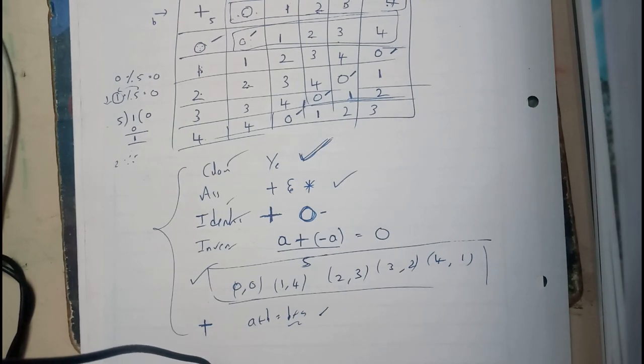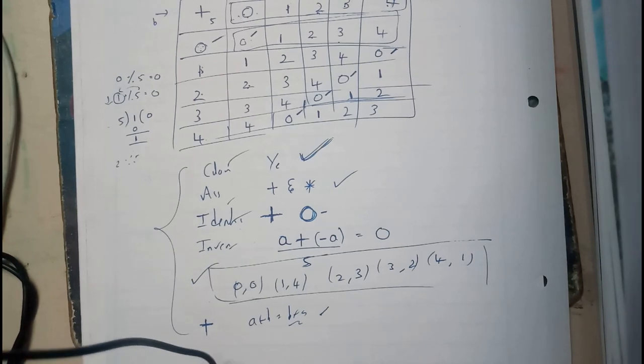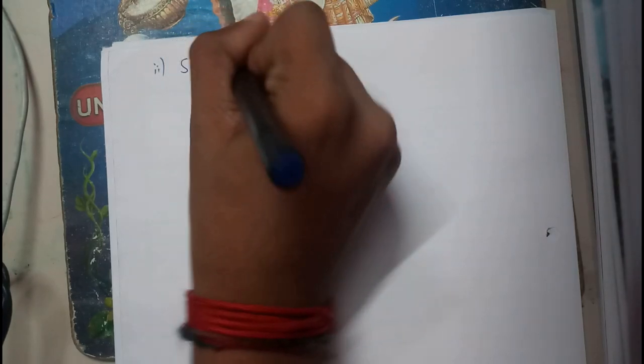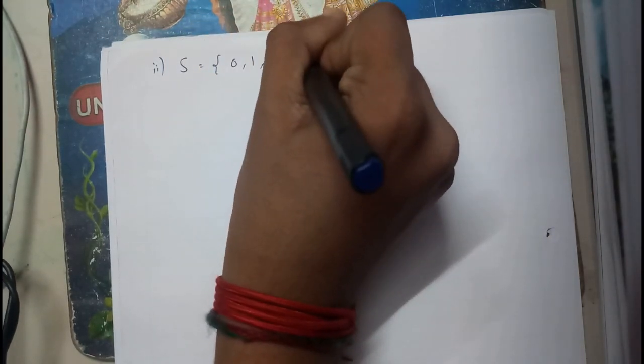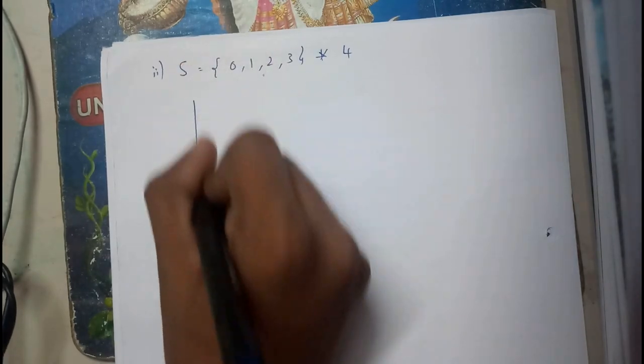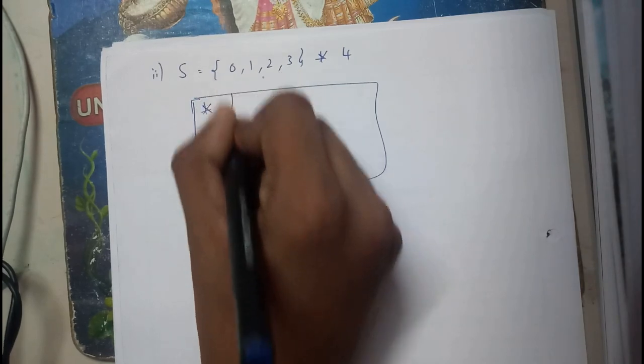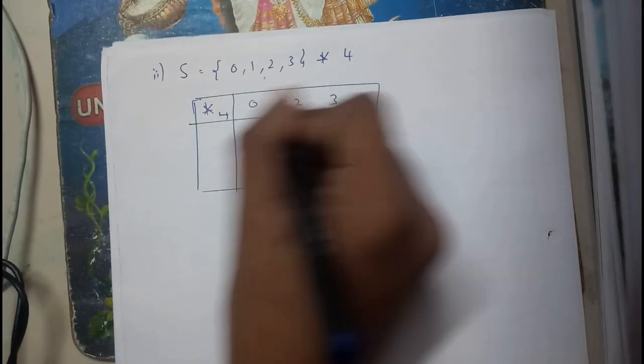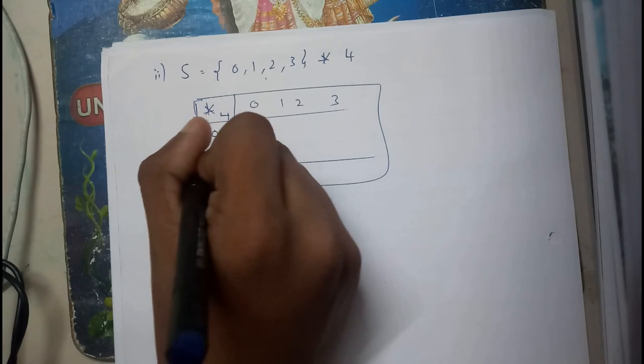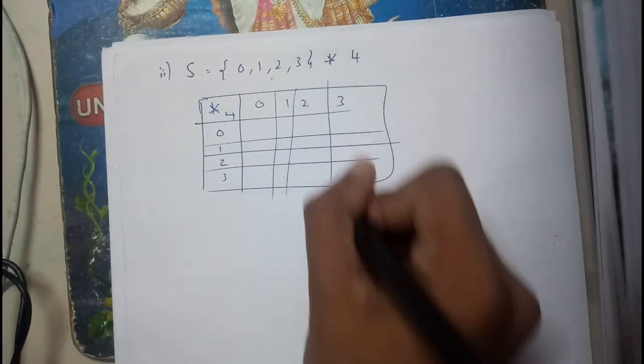Okay guys, I hope this video helps you a lot, even though this may be a lengthy video. Okay, next, let's go through the next example. I told you that I'll be solving the multiplication problem as the next problem. So second, this is 0, 1, 2, 3, star 4. I'll be filling the table a bit faster than the previous, because our video is going really lengthy. So 1, 2, 3, 0, 1, 2, 3. I'll be just copying them from my book. That could be the easiest way.